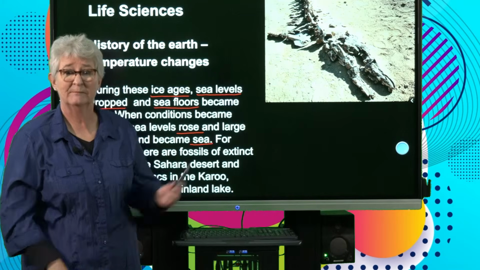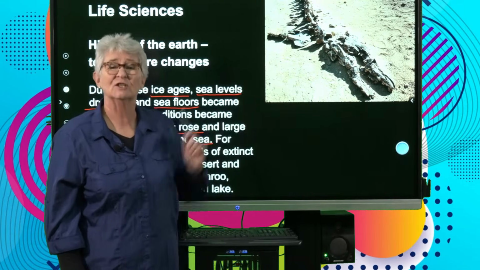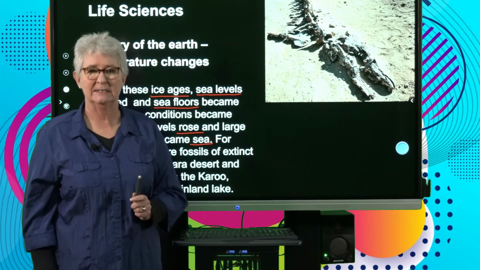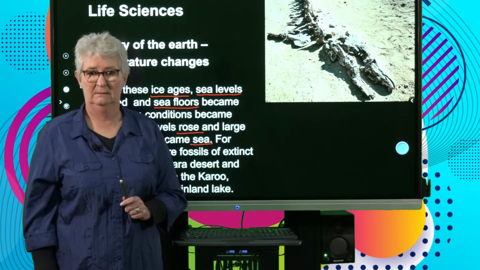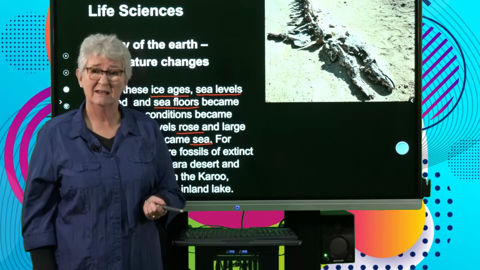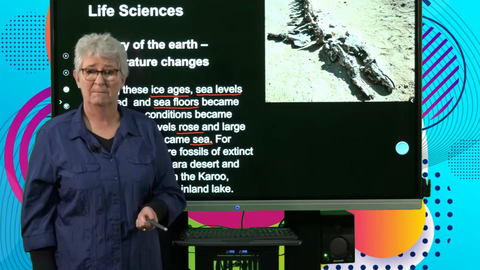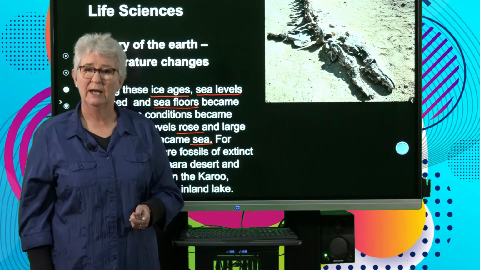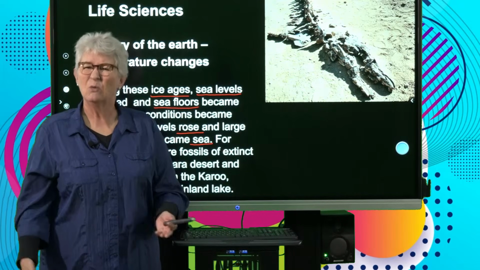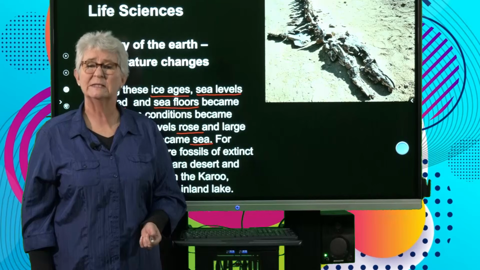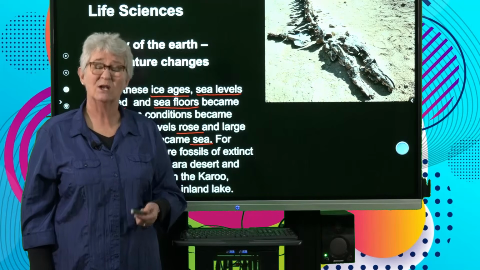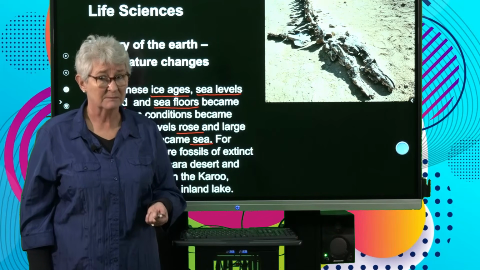For example, this picture here is the fossil of a whale which is found in the Sahara Desert, in the middle of the desert. Because the Sahara was once part of the Mediterranean Sea. It was once part of the sea floor. Even our own Karoo, dry, hot, and dusty, has many different fossils in it which once lived in water, because the entire Karoo was once an inland lake. So temperature changes also affected the sea levels.